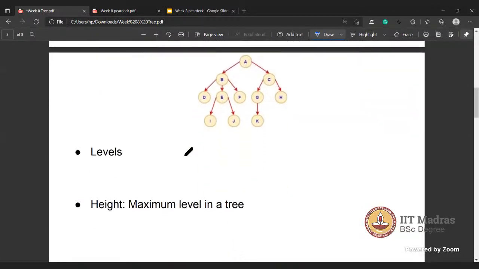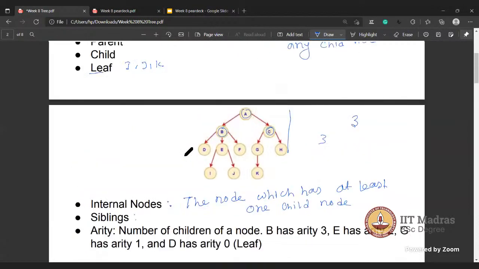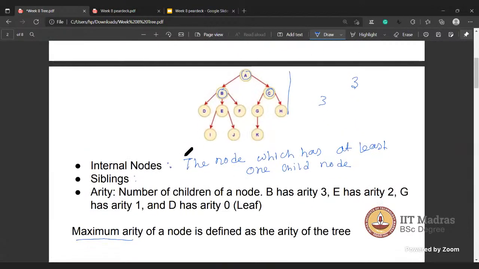Okay, then levels. Sir, how does B have arity 3? Okay, see. The number of children of a node is called arity. So how many children nodes does B have? 3. 1, 2, 3. So arity is 3. You got it? What is the arity of a node?